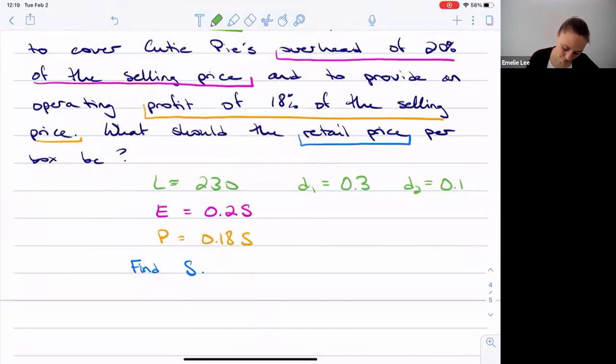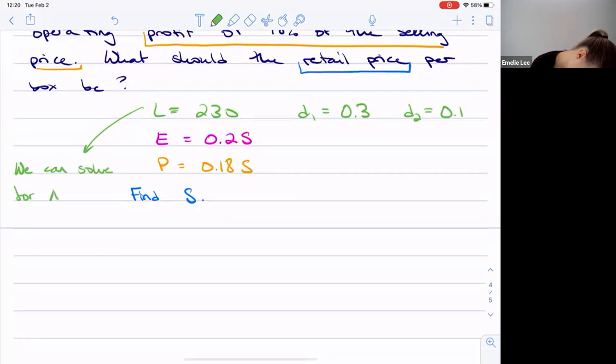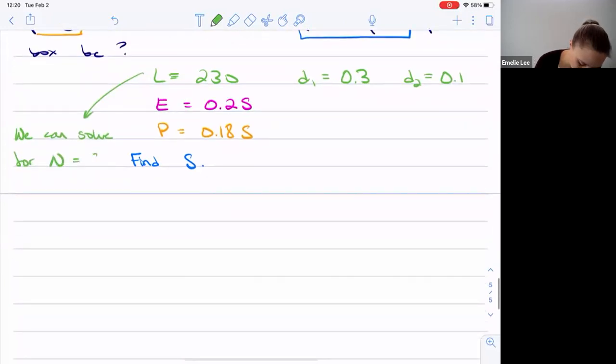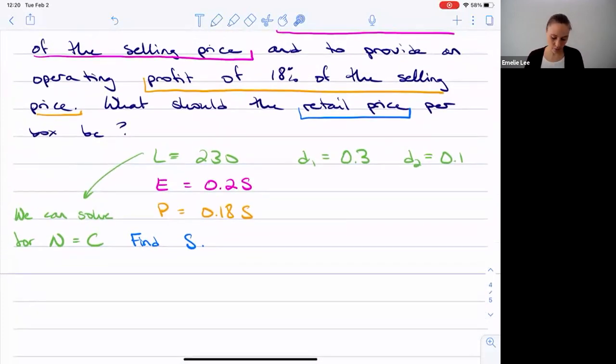So from here, we can solve for N, which is the C at the retail level. To Cutie Pie, the net cost and the cost of acquiring this thing is going to be the same. So it doesn't matter which order you do it in, okay? I think it's easier to solve for C first and then use it to solve for S.